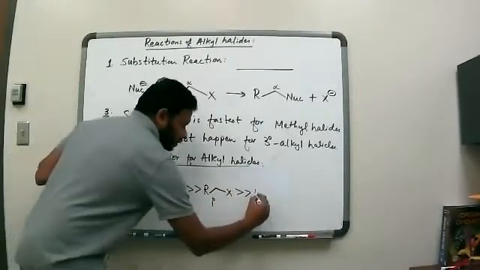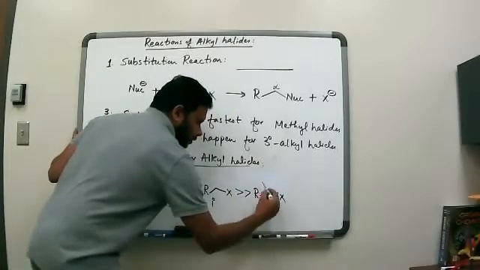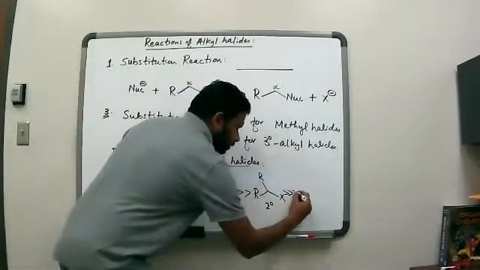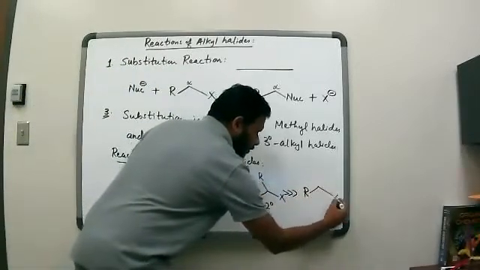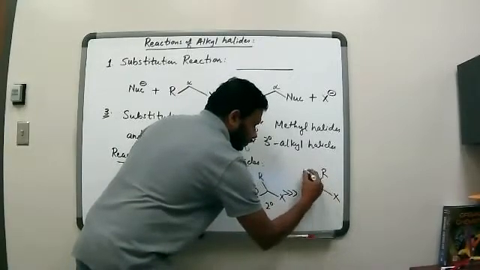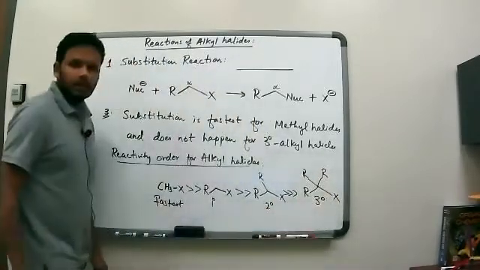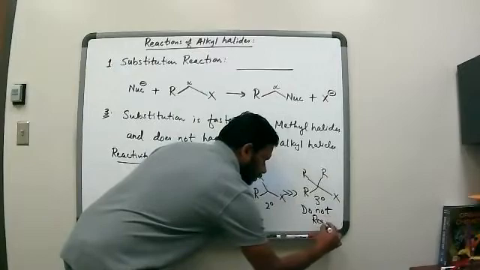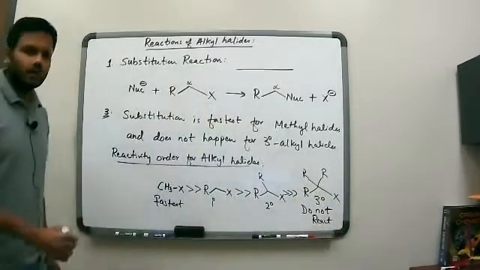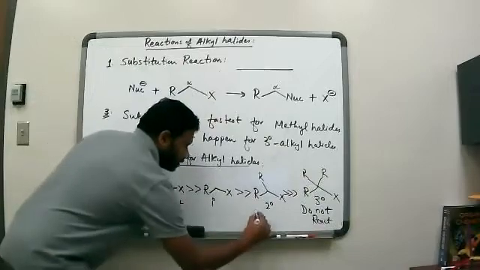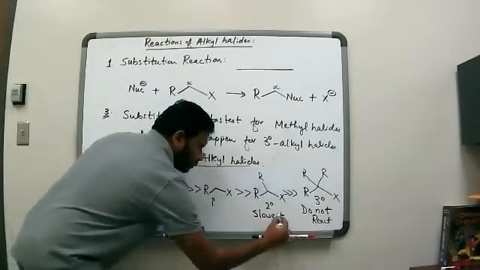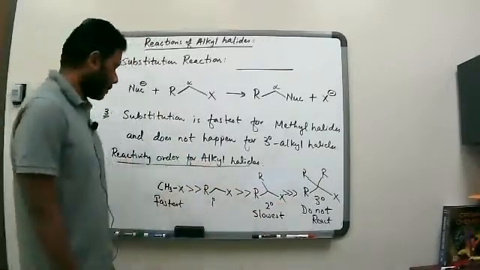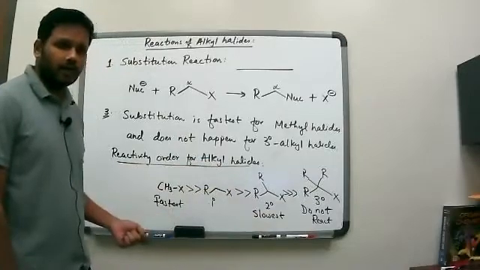These are faster than secondary alkyl halides, and tertiary alkyl halides, they do not react under these conditions, okay? These are the fastest, these are the slowest. Tertiary alkyl halides just do not react, okay? So this is the reactivity order for alkyl halides.